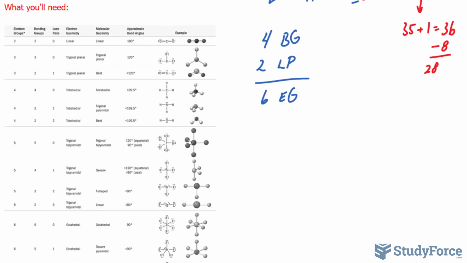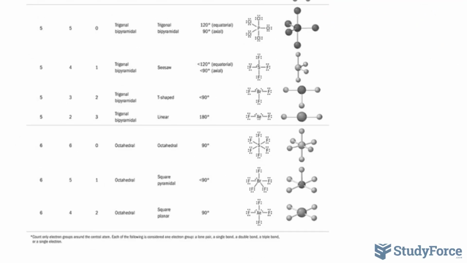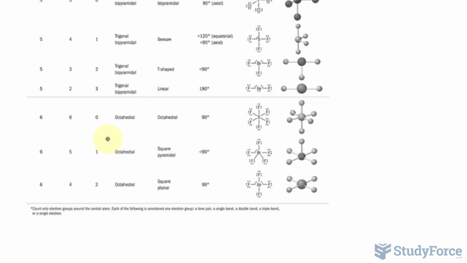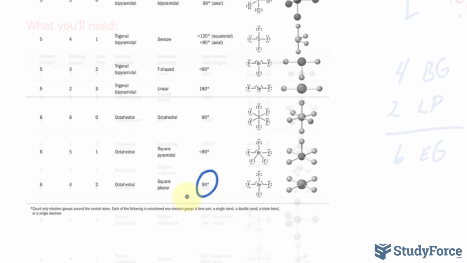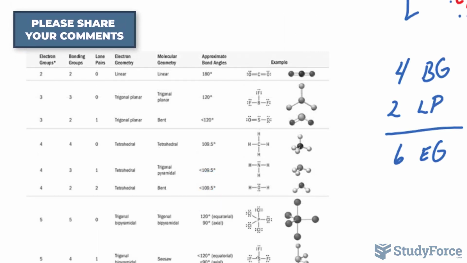We'll now use this chart to see the molecular geometry. We'll focus in specifically on this part. We have 6, 4, and 2, and that's represented right there. This means that the molecular geometry here is a square planar, and it will have exact angles of 90 degrees. In addition, the electron group here is an octahedral. That answers question number 1. Let's move on to question number 2.